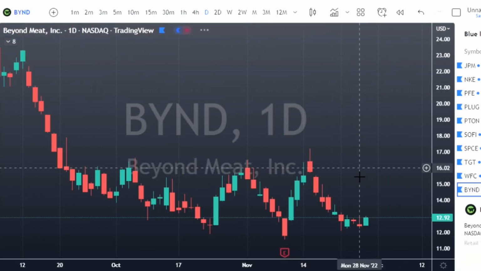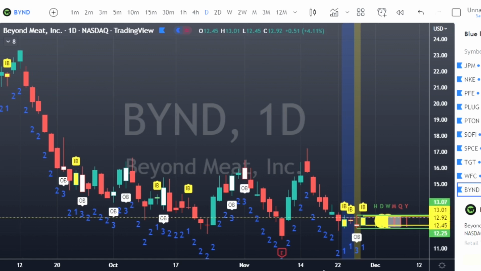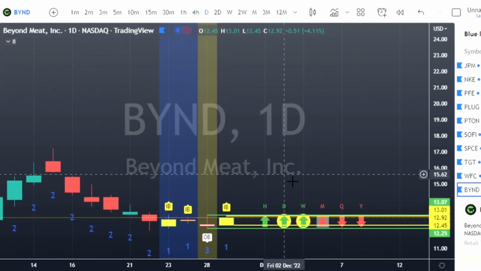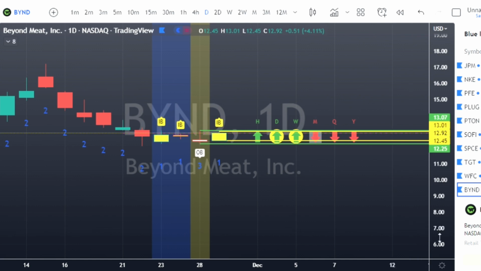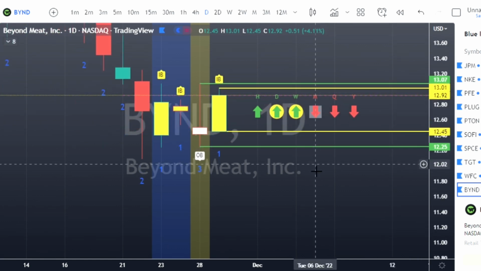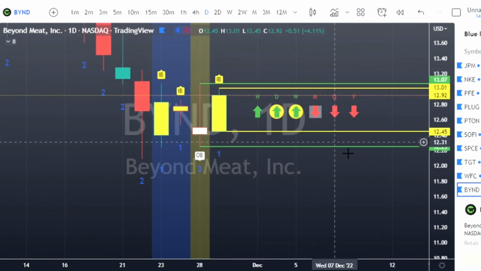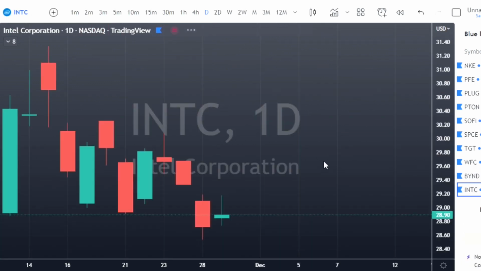Okay? Beyond Meat, inside bar. Okay, actually a 3-1 setup again. Outside bar, inside bar. I'm not going to go back to show you. You guys can go check out how they normally play out. But again, calls at 13.01, puts at 12.45 on Beyond Meat on that inside 3-1 setup.